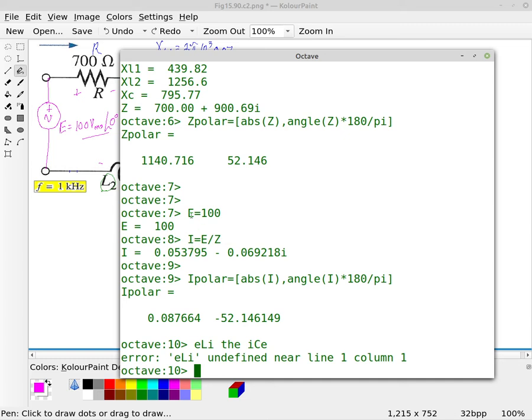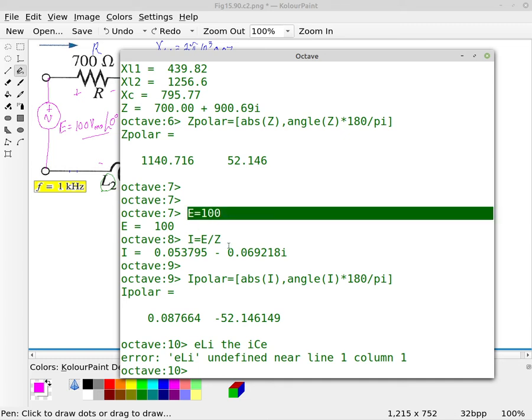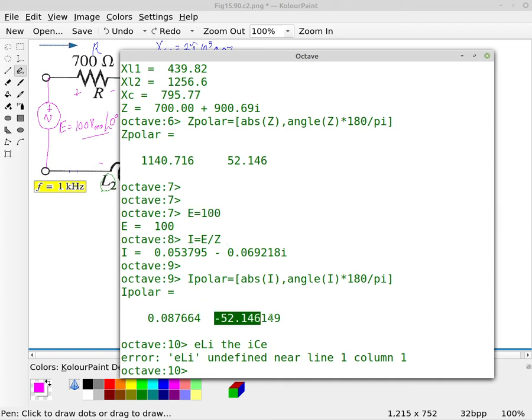So the voltage has an angle of 0 degrees, and so the current is behind that, right? ELI says that the voltage is ahead of the current, or the current is behind the voltage in an inductive circuit. And so we would expect our current to be negative in this case. And so it is.